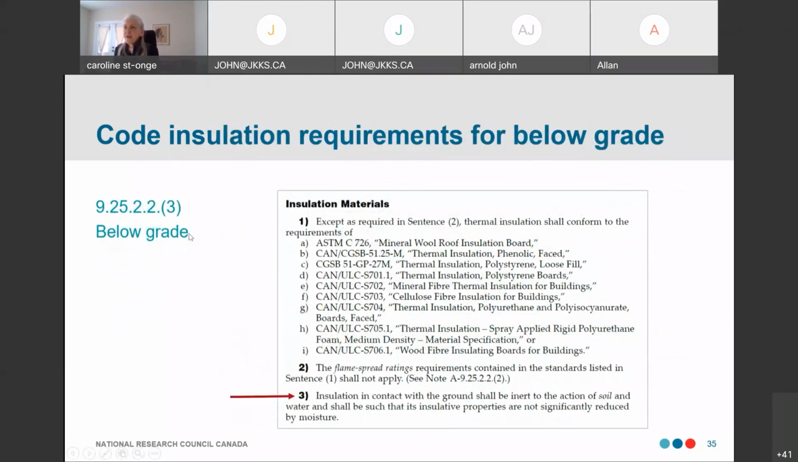There's also a general requirement related to insulation installed below grade under 9.25.2.2.3, and it says insulation in contact with the ground shall be inert to the action of soil and water and shall be such that its insulative properties are not significantly reduced by moisture. So designers, architects, and specifiers must be careful when they choose a thermal insulation that needs to be installed below grade on the exterior side of foundation.